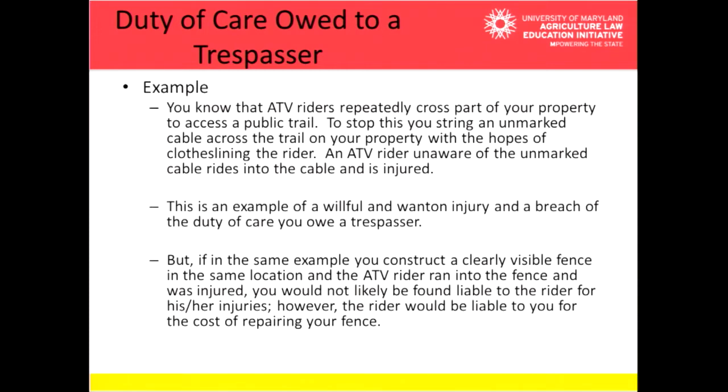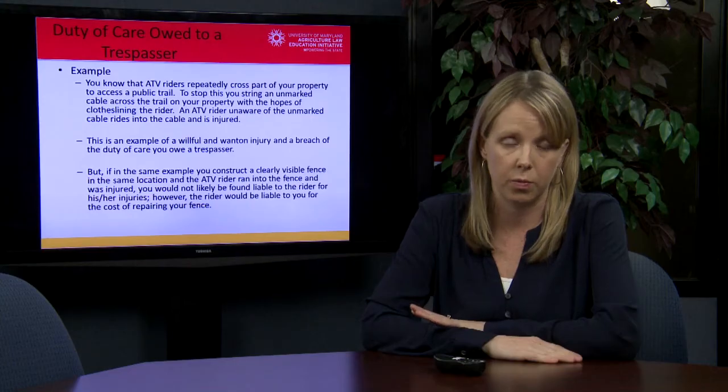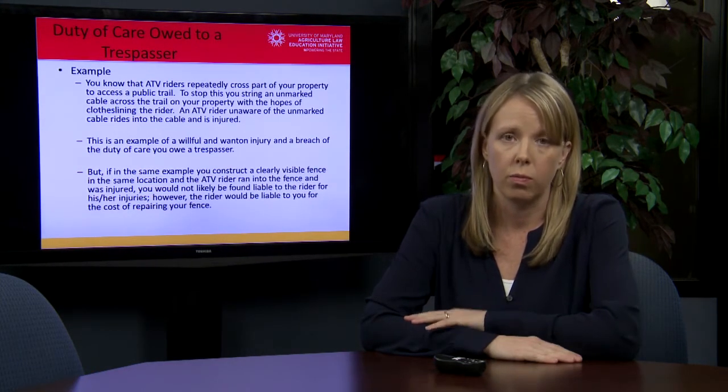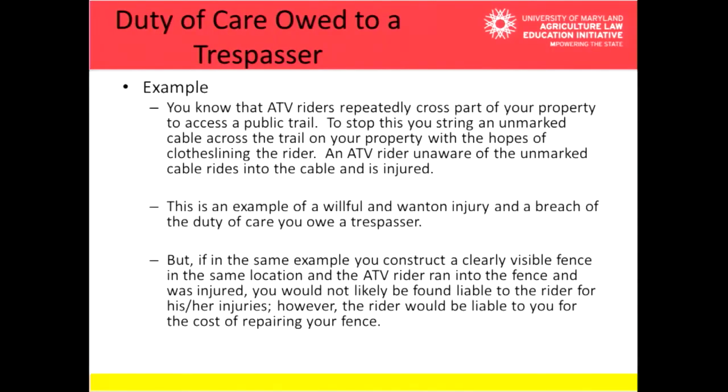Obviously, this would depend on the facts of each situation, but an example of a willful or wanton injury would be if you knew that ATV riders repeatedly crossed your property, and so in order to stop this, you strung an unmarked cable across the trail, hoping that the ATV riders would ride into this string and then injure themselves. This is an example of a willful or wanton injury that you would cause, and this would be a breach of your duty of care to a trespasser.